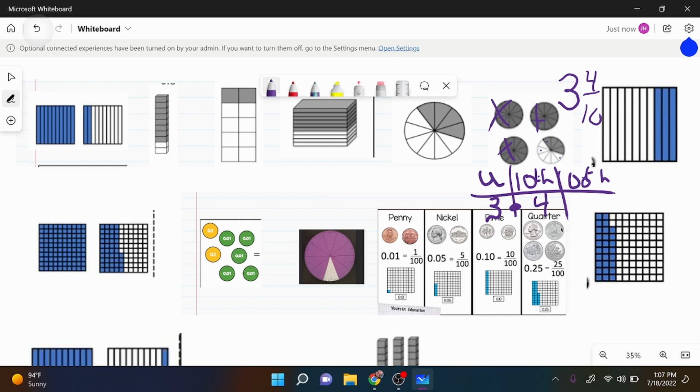Okay, let's do the last one over here. The last one, do you see a whole?